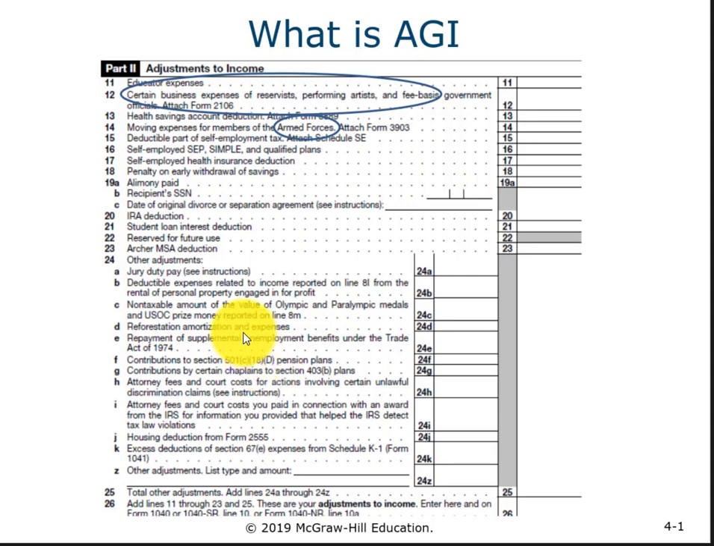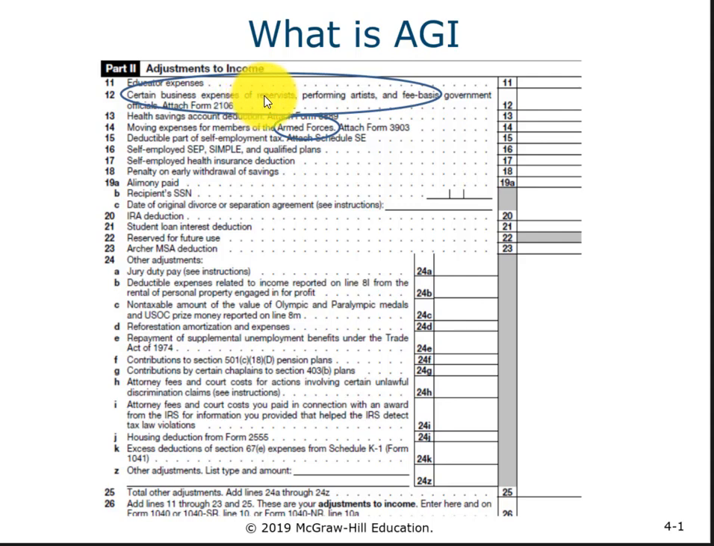And just to give you an idea of what we're talking about, where they go. And we're going to go over most of these, not necessarily in the order that they are on the form. We're going to not talk about this one. And notice the one with the big circle, certain business expenses of reservists, performing artists, and fee-based government officials. This gives students sometimes a kind of heartburn, because they want to deduct this on Form 2106. The point being, though, this is very, very narrow.